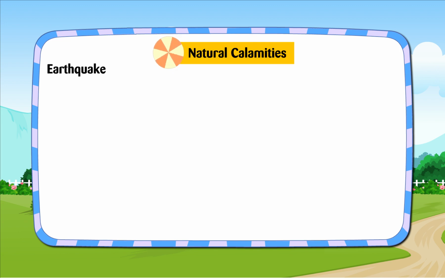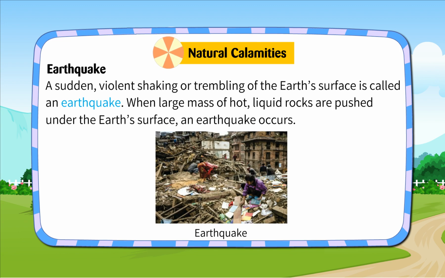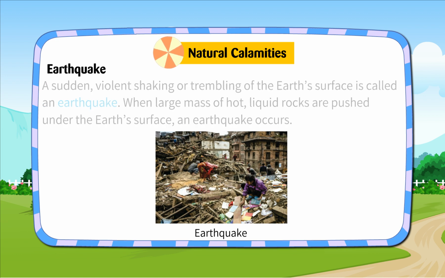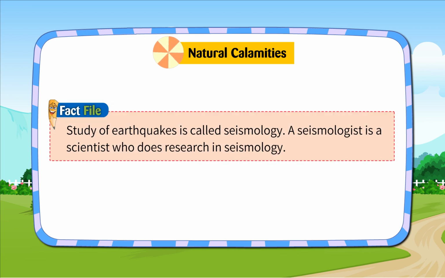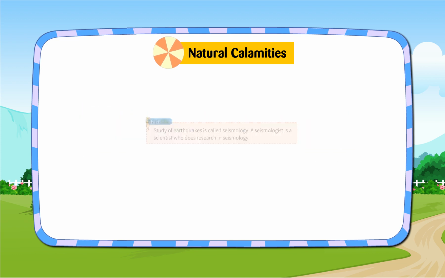Natural calamities. Earthquake. A sudden, violent shaking or trembling of the earth's surface is called an earthquake. When large masses of hot, liquid rocks are pushed under the earth's surface, an earthquake occurs. Some of the earthquakes are very mild and cannot be felt, while some of great intensity cause extensive damage to life and property. Fact file. Study of earthquakes is called seismology. A seismologist is a scientist who does research in seismology.